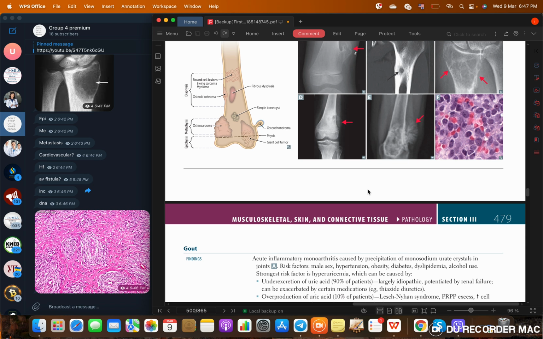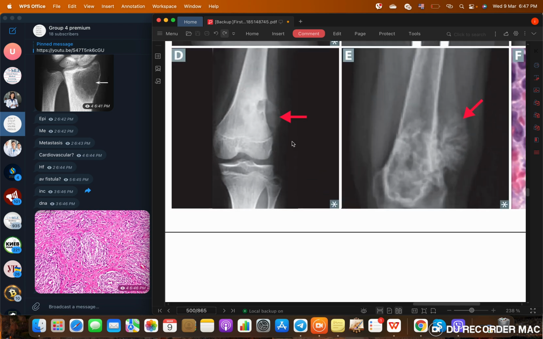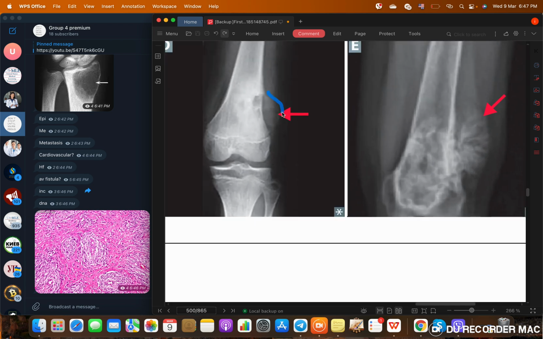So let's take a look at this. So this is the Codman triangle. I hope you can appreciate it. It looks like this, right? So it's a triangle. And if they ask you, what is it made out of? The answer is the periosteum. Okay? The answer is periosteum.